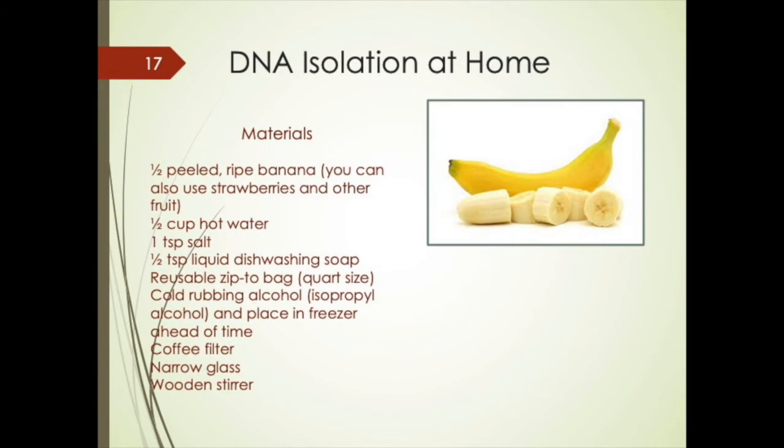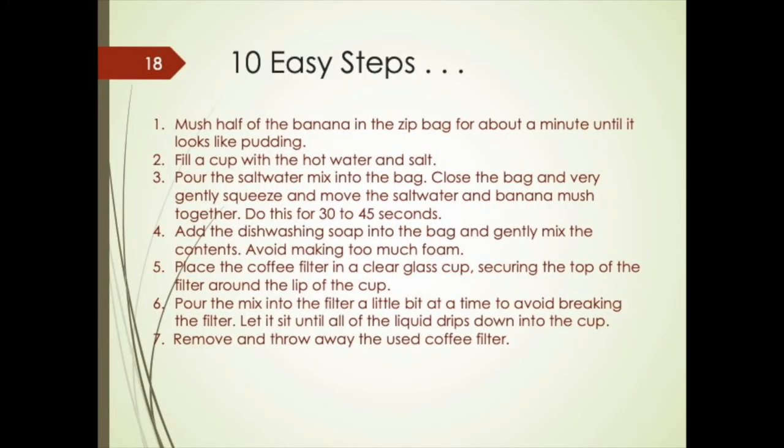Okay, so here's some of the materials that you can use. Some salt. That's just something that you can add to speed up the process. The mortar and pestle, if you're grinding away and it's not doing enough, you can use hot water and salt to help it along. Cold rubbing alcohol, isopropyl. If you don't have ethanol, you can use isopropyl alcohol. That's kind of the same thing. I would say use ethanol if at all possible, but you can use isopropyl alcohol too. Coffee filter, narrow glass, wooden stir. Once again, these are the steps that you can use.